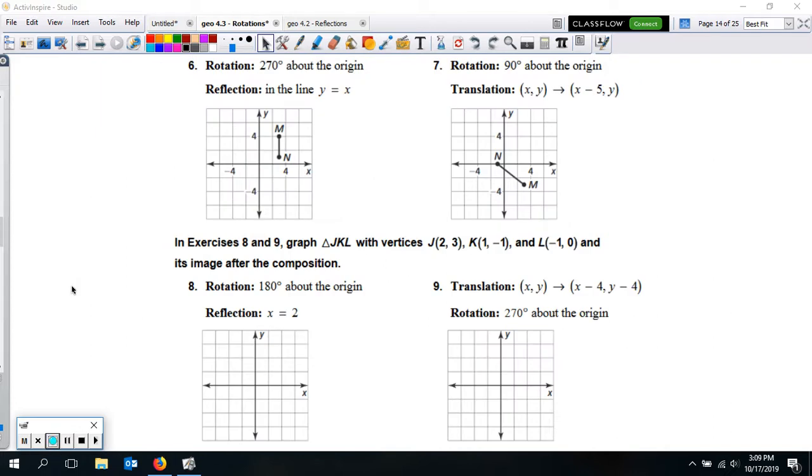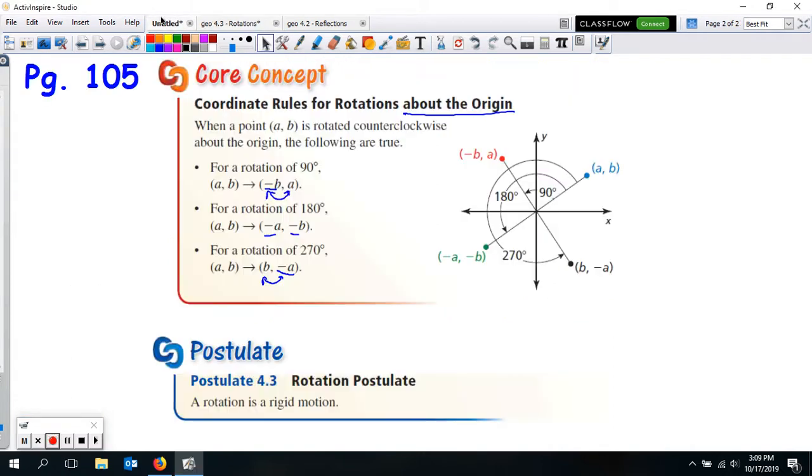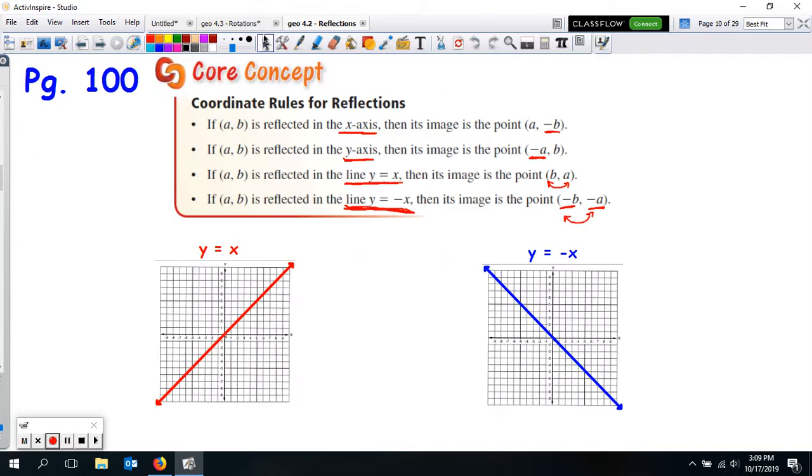Okay, so for 6 and 7, I want you to try this on your own. Now that you've seen me do it a couple of times here, it's just the same as 4 and 5 with the composition. You're going to start on 6 with a rotation of 270. So first figure out what your original m and n points are, and then look back at the core concept, 105 for the rotations, and then I think it's 100 for the reflections. So go back to these two, 105 for rotations and 100 for reflections.